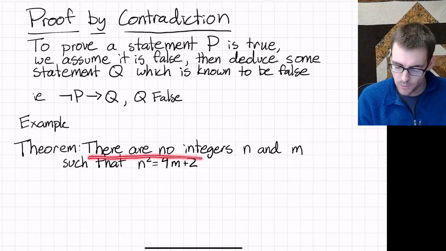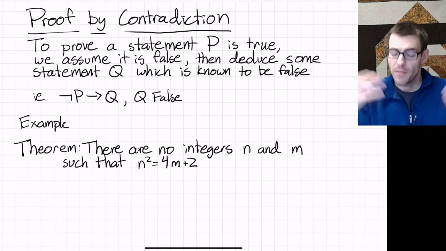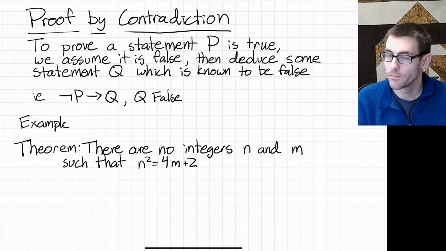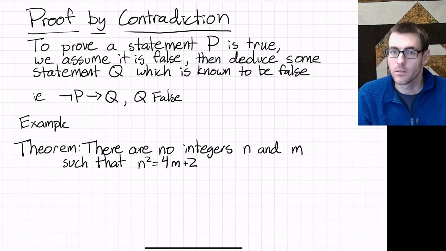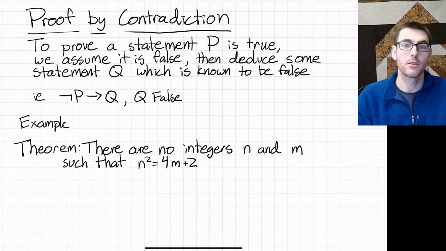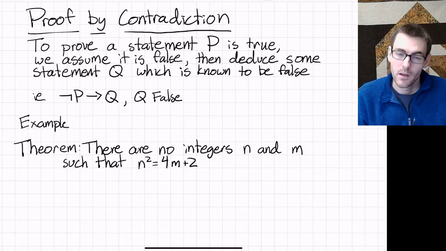Let's say we want to show that there are no integers n and m that make this equation hold. N squared equals 4m plus 2. That there aren't any pairs. Well, you could start trying to do this, start listing out pairs of n and m, and see that each time, well, there's no way that we can make this work.